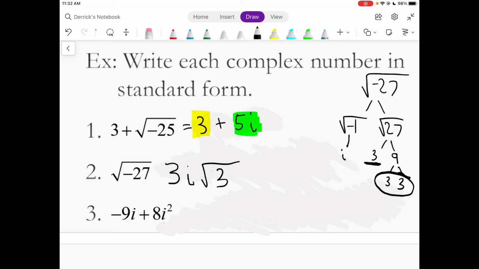Recognize that i should always be written outside the square root. The reason for that being, i represents the square root of -1, so if you put i inside a square root, it'd be a square root inside a square root. So i should be outside.